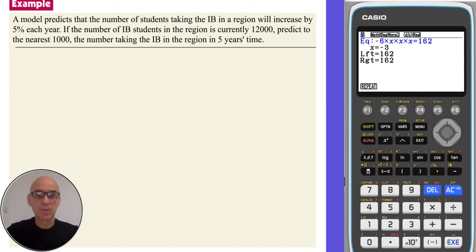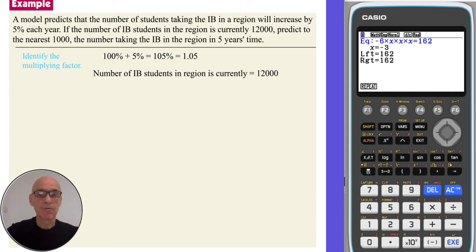In this final example, we're asked to predict, to the nearest thousand, the number of students taking the IB in a region in 5 years' time. We're told the number is currently 12,000 and it increases by 5% each year. So we start by identifying the multiplying factor, which is 1.05. Currently there are 12,000 students taking the IB, and if we multiply this by 1.05, we'll find the number in 1 year's time, 12,600.